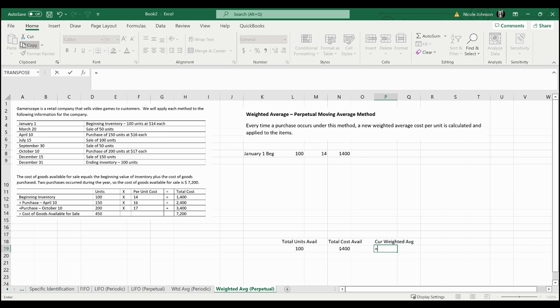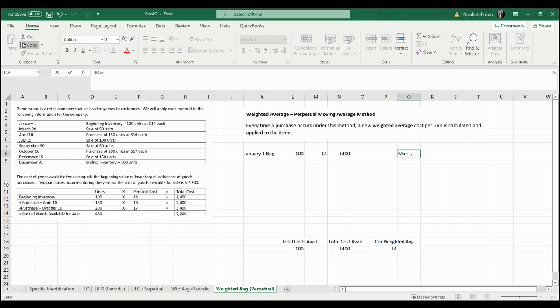What we're going to do is take, at any given time, the total cost available divided by the total units available. And that number is what we're going to use when we're applying it to the actual sale of units. So currently the weighted average per unit cost is going to be $14 per unit because we only have those 100 units that we purchased at $14 per unit.